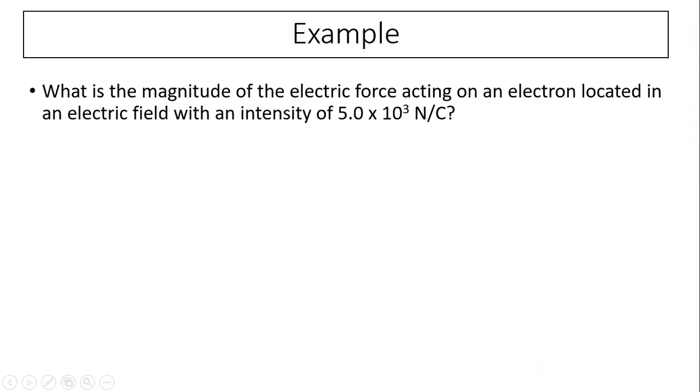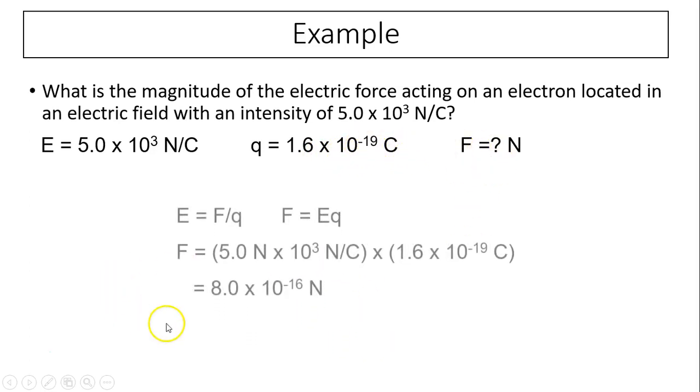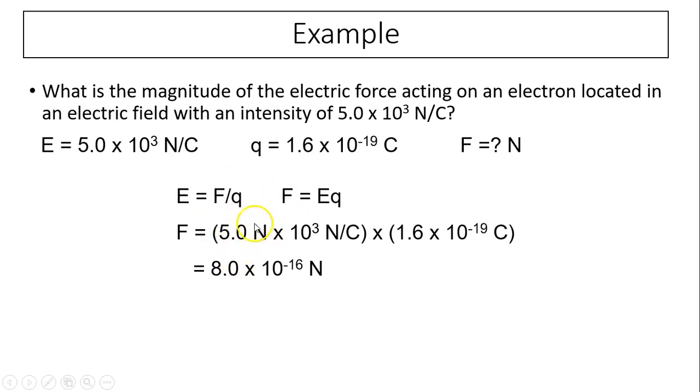Let's do an example. What is the magnitude of electric force acting on an electron located in an electric field with the intensity of 5,000 Newton per Coulomb? So let's see what we know. We know E, we also know q. How did I get q equals 1.6 times 10 to the negative 19 coulombs? You read the question. This is an electron. The charge on an electron is the elementary charge. One elementary charge is 1.6 times 10 to the negative 19 coulombs. You're trying to find force. So look at the equation we have just learned. You substitute everything in. Your force is 8 times 10 to the negative 16 Newton.